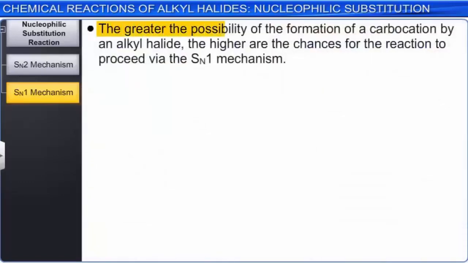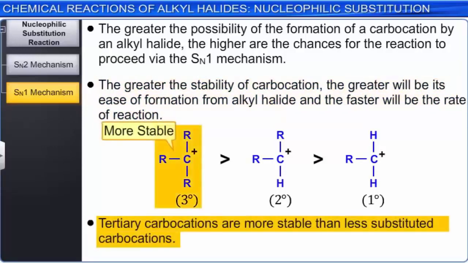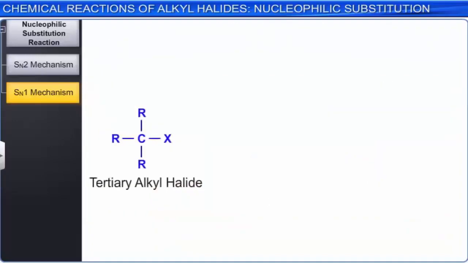The greater the possibility of the formation of a carbocation by an alkyl halide, the higher are the chances for the reaction to proceed via the SN1 mechanism. Further, the greater the stability of carbocation, the greater will be its ease of formation from alkyl halide and the faster will be the rate of reaction. Thus, due to the greater stability of tertiary carbocations, tertiary alkyl halides readily undergo SN1 reactions.